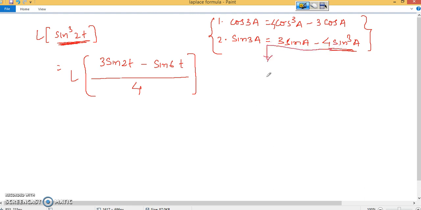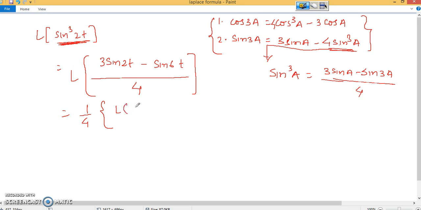Because of this, if I use it here, I can write sin cubed a is equal to (3 sin a minus sin 3a) divided by 4, and a is your 2t here. So you can write (3 sin of 2t minus sin of 6t) divided by 4. So 1 by 4 is constant here, and the Laplace of sin of 2t, because this 3 is also constant, minus Laplace of sin of 6t.